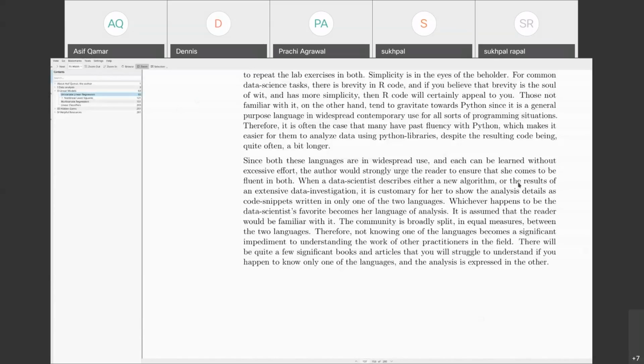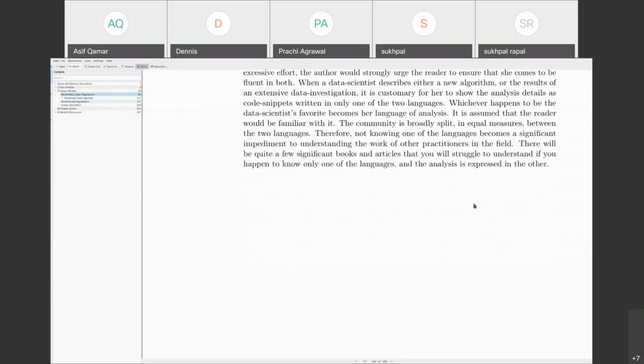Therefore, not knowing one of the languages becomes a significant impediment to understanding the work of the other practitioners in the field. There will be quite a few significant books and articles that you will struggle to understand if you happen to know only one of the languages and the analysis is expressed in the other. Right? So that's the thing.